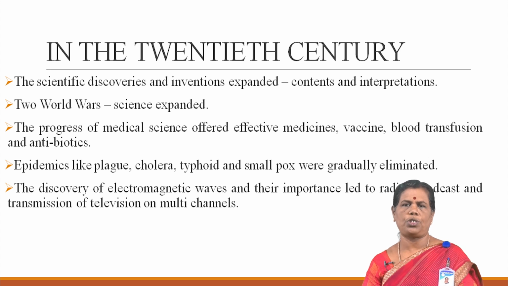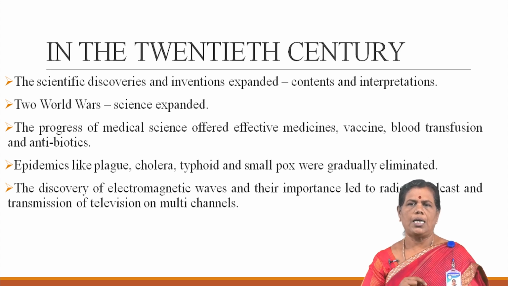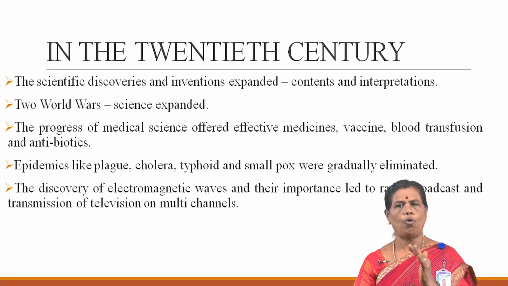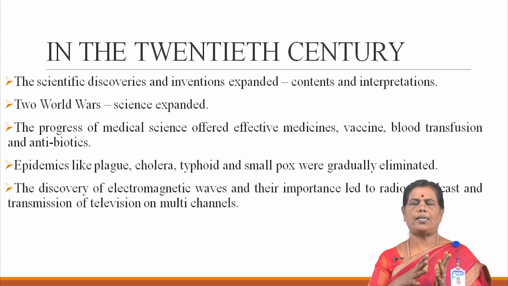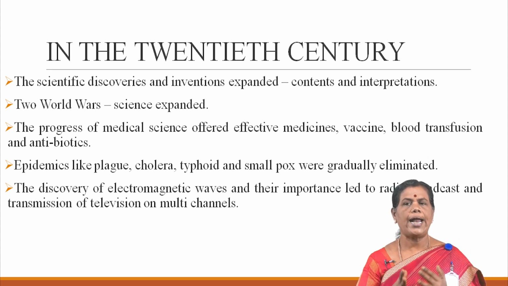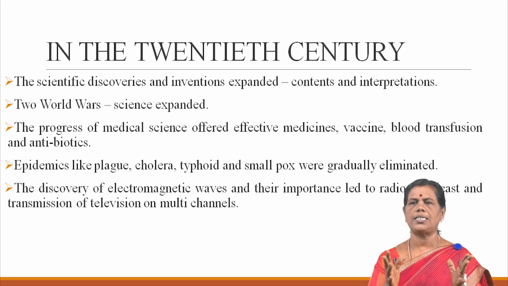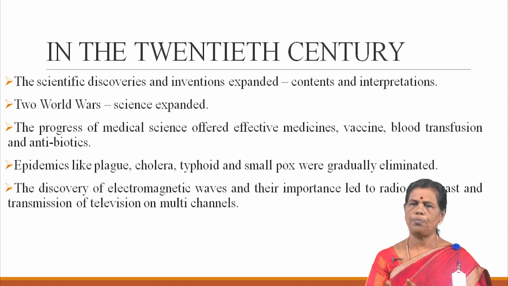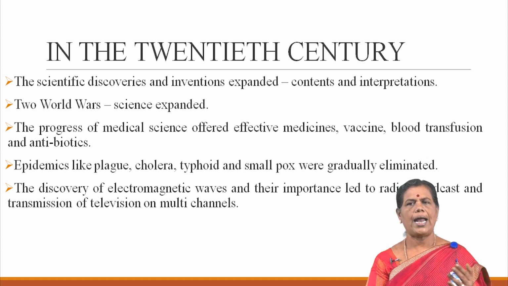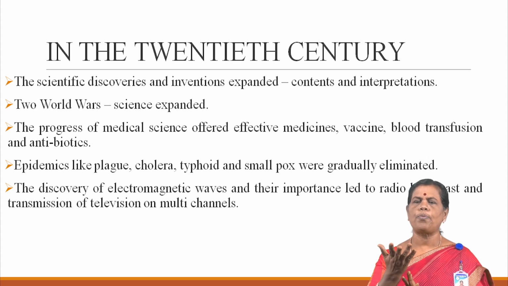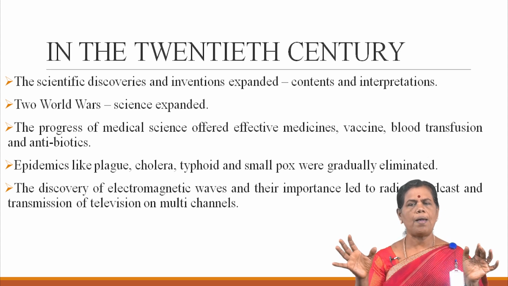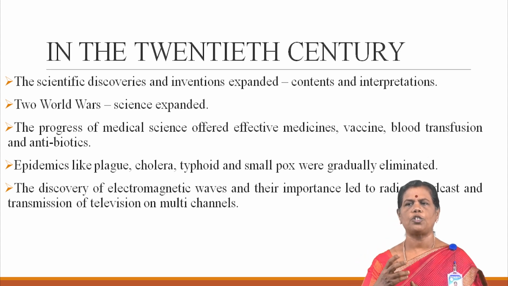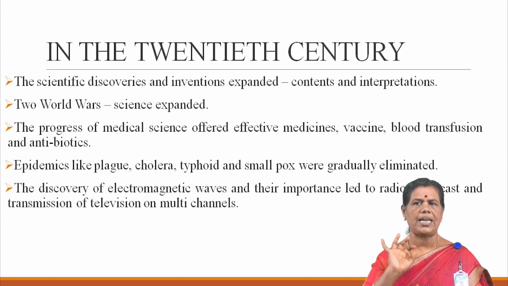blood transfusion. You have to note one thing, that is the discovery of circulation of blood by whom? That is William Harvey. From that, blood transfusion and the antibiotics in the field of medical science, effective medicines have come, effective vaccine has come, and the blood transfusion from one body to another body, and the antibiotics. By these progress of medical science, the epidemics like contagious diseases like plague, cholera, typhoid, and smallpox were gradually eliminated.